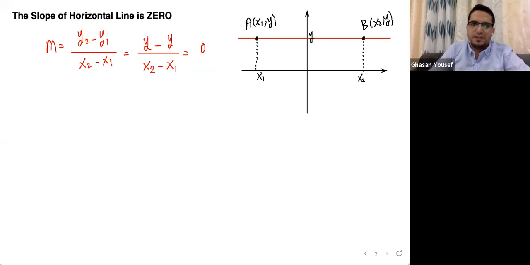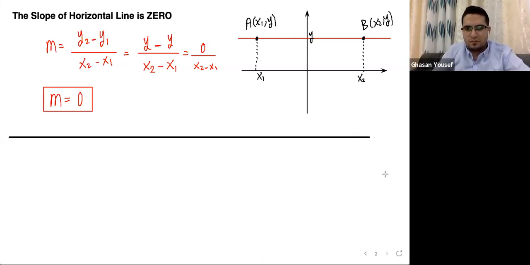So I get 0 over x2 minus x1. And 0 over anything is 0. So the slope here, m, equals 0. So the slope of the horizontal line is 0. The slope of the horizontal line is always 0.